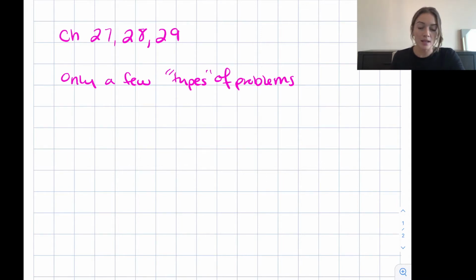The other thing is you want to spend like 90% of your time actually doing problems. So 90% of study time should be problem-solving.